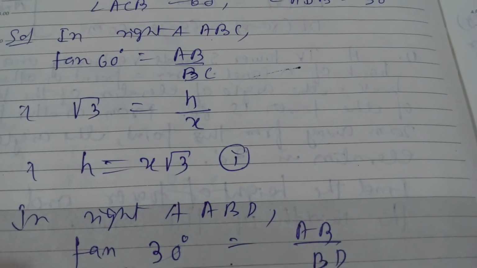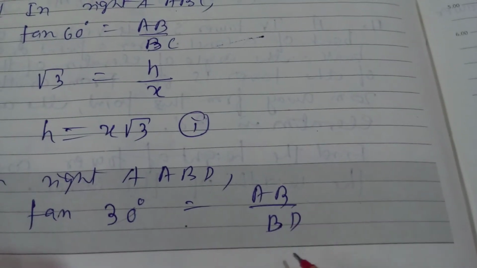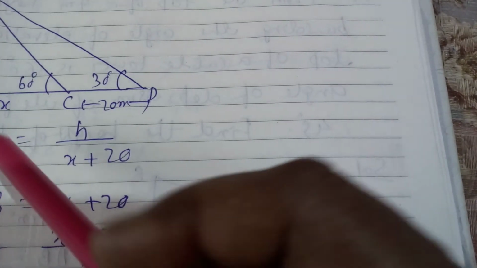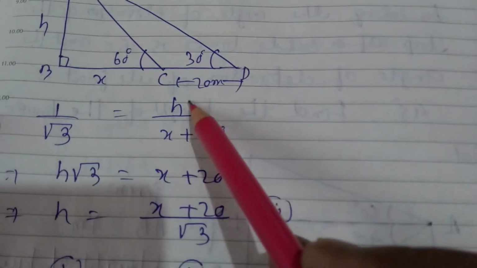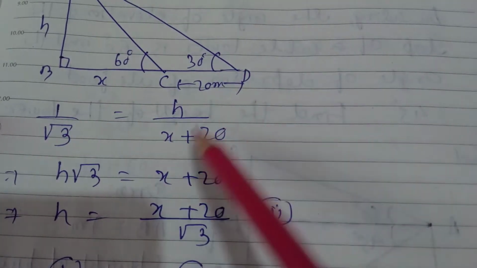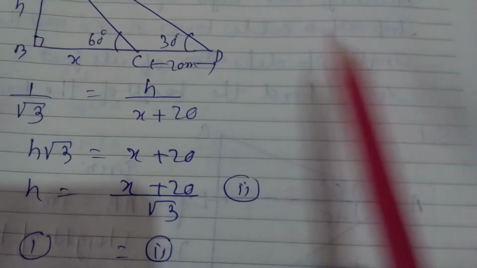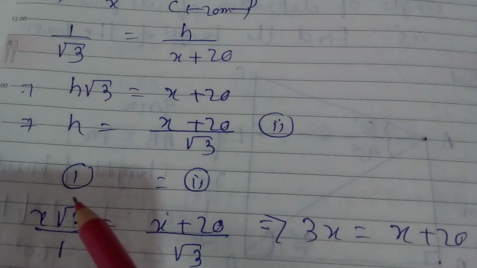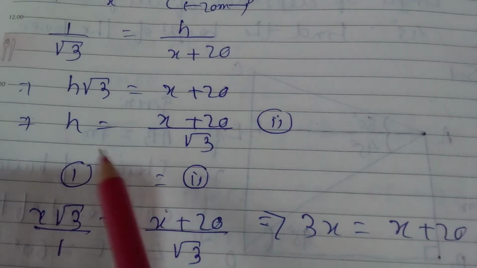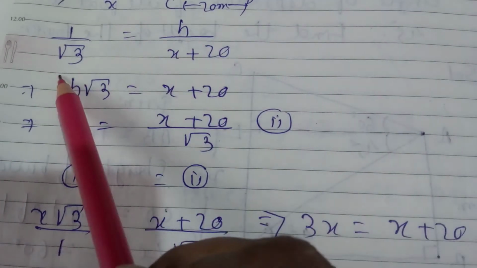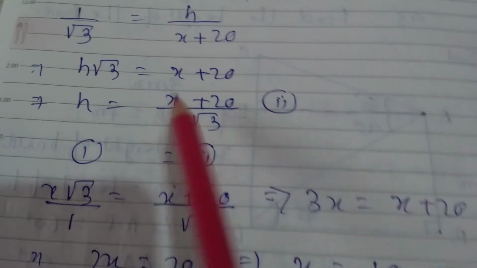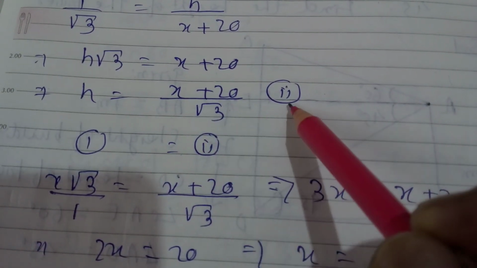And again in right triangle ABD, tan 30 degrees equal to AB by BD. Now look here, tan 30 equal to AB by BD. So tan 30's value is 1 by root 3, AB's value is H, and BD's value is X plus 20. Now by cross multiplication, H root 3 equal to X plus 20 and H equal to X plus 20 by root 3, equation 2.